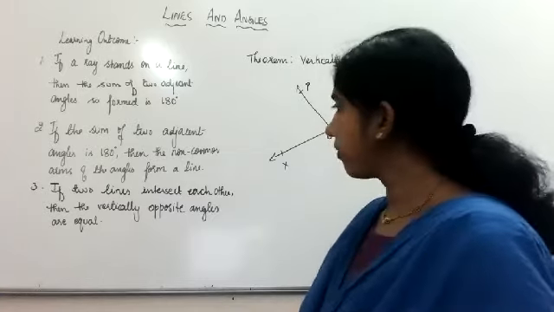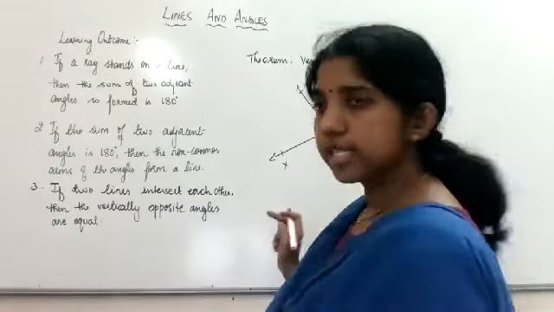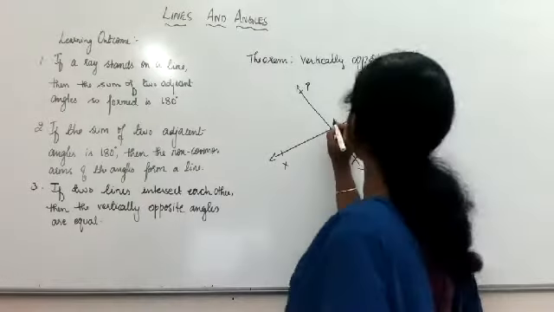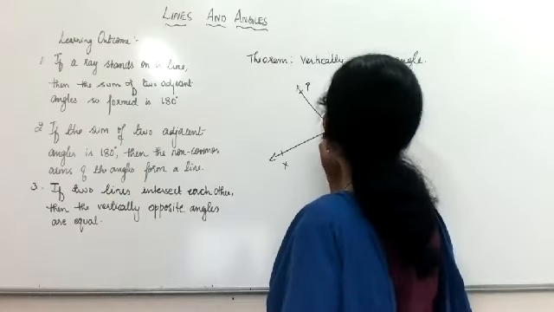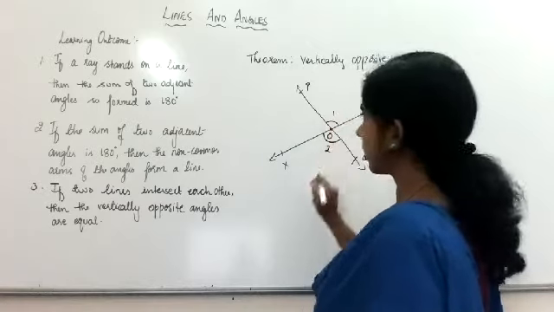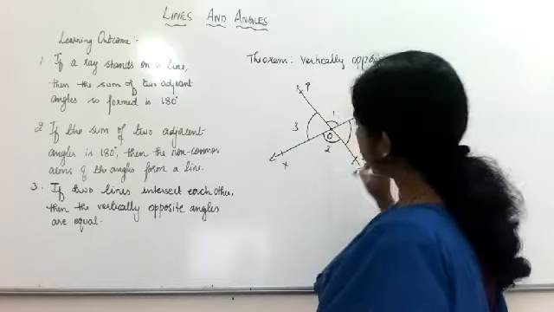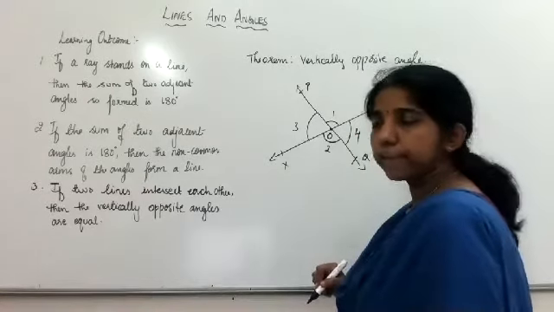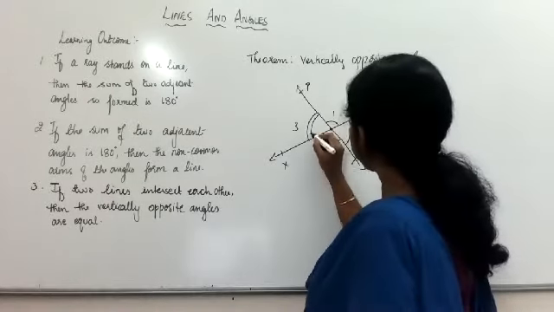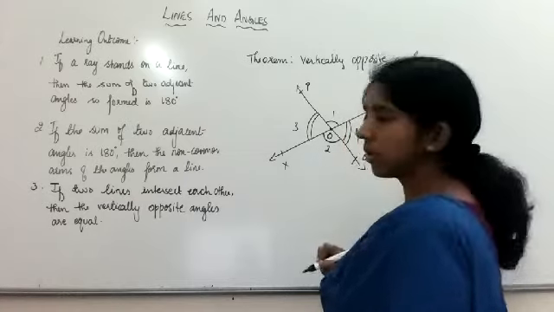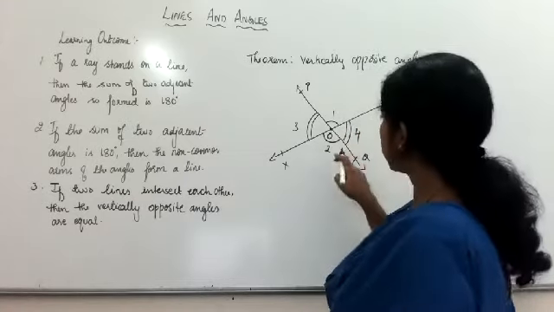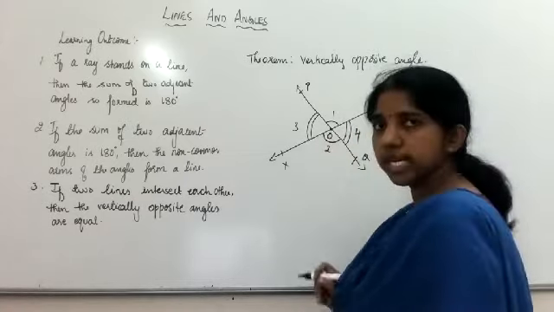Now what we have to prove? Vertically opposite angle. Which is the vertically opposite angle? This angle 1 and angle 2 are vertically opposite. Angle 3 and angle 4 are vertically opposite angles. So I will name like this. These two are equal. That's what we have to prove. This angle and this angle is equal to this angle. That's what we need to prove.